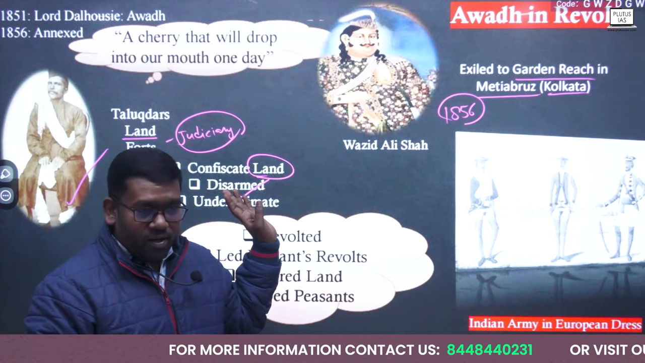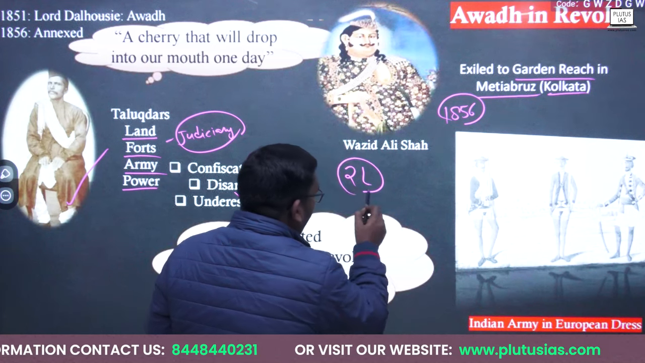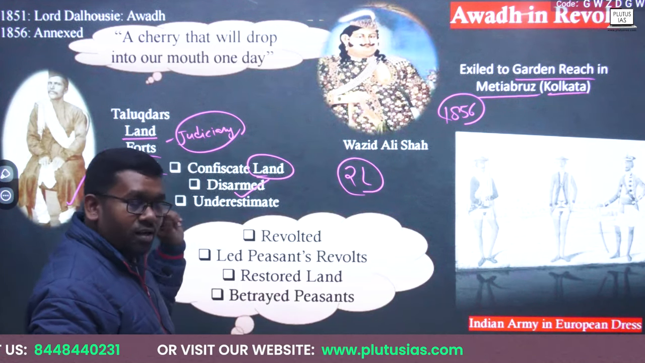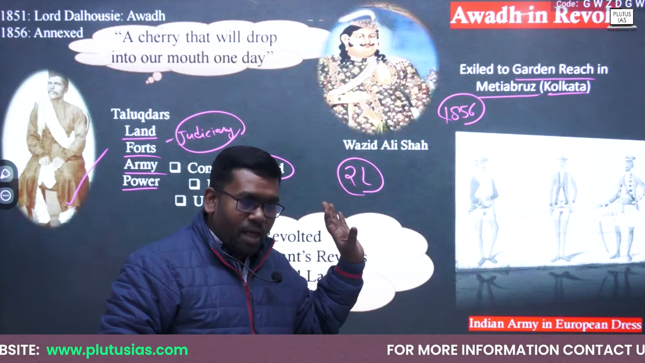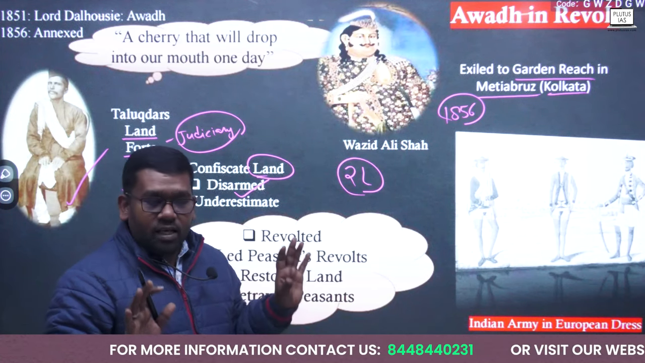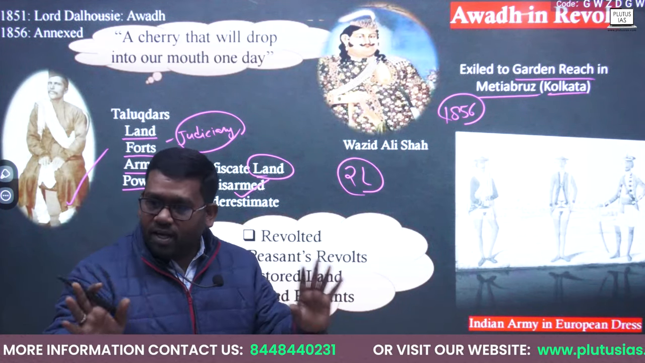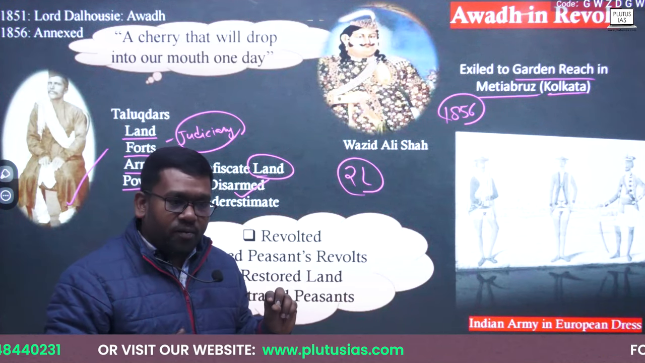They betrayed the local people. So how many people? 2 lakh peasants and youth had supported the Taludars, and the Taludars revolted in the battle of 1857. Initially, when the battle started in Meerut and Delhi and other places, there was revolt happening everywhere in the Awadh region. Awadh kahan pe hai? Uttar Pradesh. So revolt was there everywhere in Awadh.